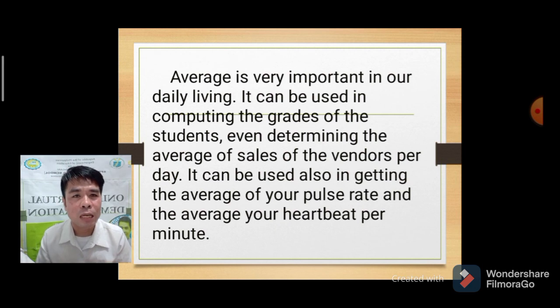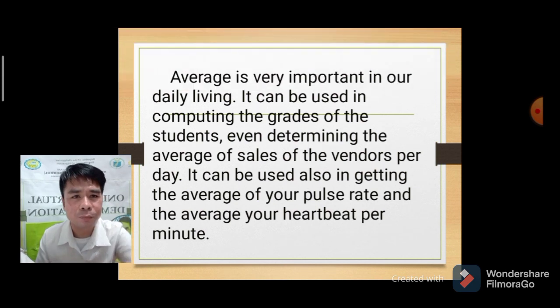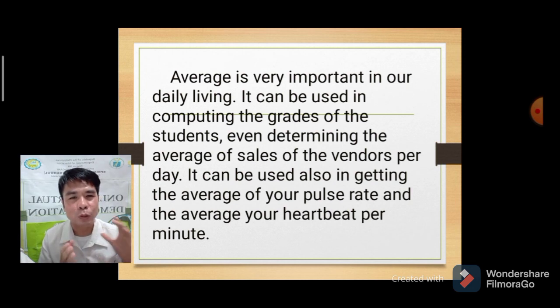So average is very important in our daily living. It can be used in computing grades of students. As I said a while ago, it can be used even in determining the average sales of the vendors per day, and also in getting the average of the pulse rate and the average of your heartbeat. Okay, so I believe we are done with our discussion. If you have more questions, don't hesitate to chat with me or send me a private message for more discussions or updates about our discussion.